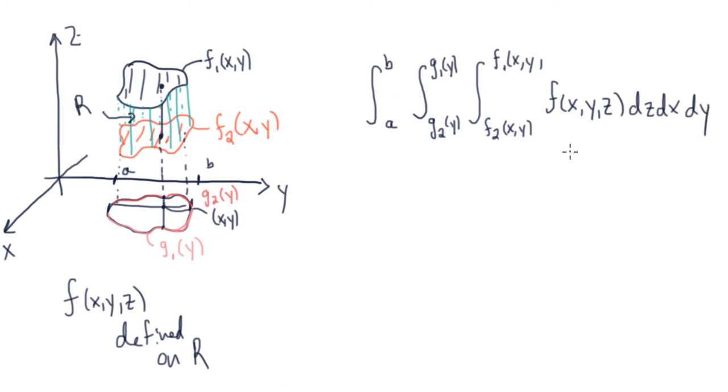So this is just setting up an iterated integral for a region that's bounded between two functions of z. And the projection onto the xy plane is an area region that's bounded between two functions of y, like that. And of course, you can imagine other regions, maybe bounded between two functions of x and z, or y and z, or anything. And most regions are going to be able to be described this way.